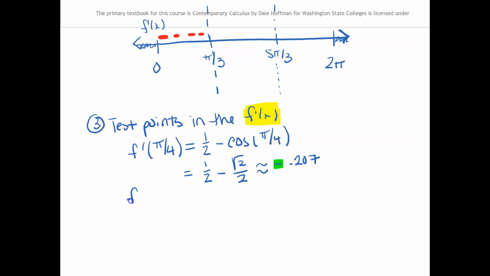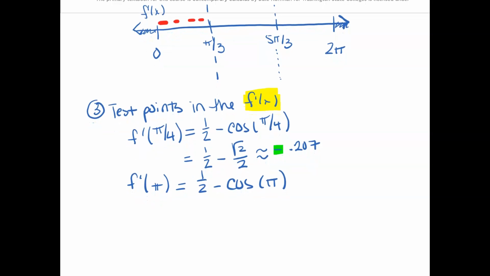So then if I come down here and test another value, let's look at f prime of pi. That would be 1/2 minus cosine of pi. You should be using your unit circle with this, but if you are using your scientific calculator, make sure it is in radians in order to get the correct value. And so that gives me 1/2 minus negative 1, which is equal to 3 over 2.